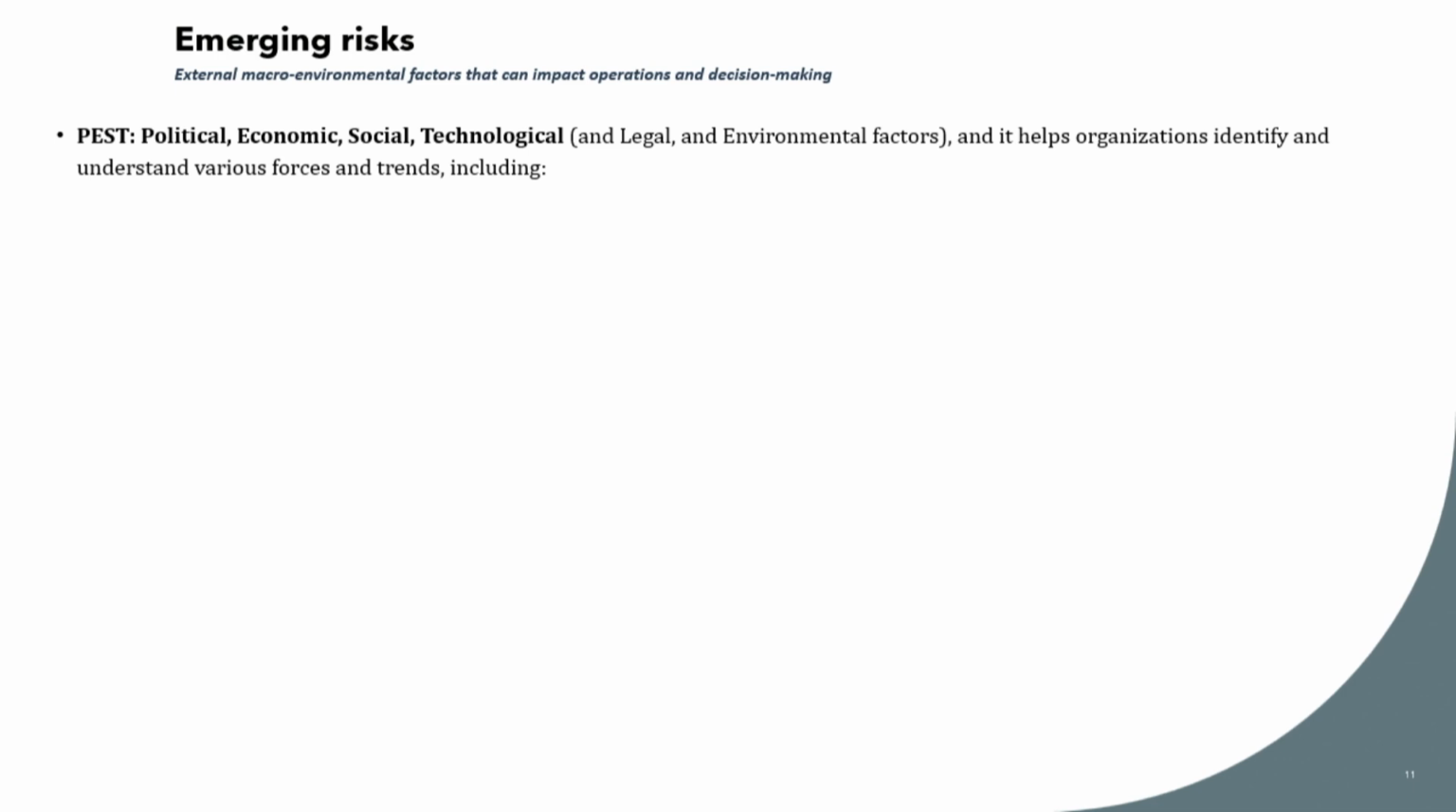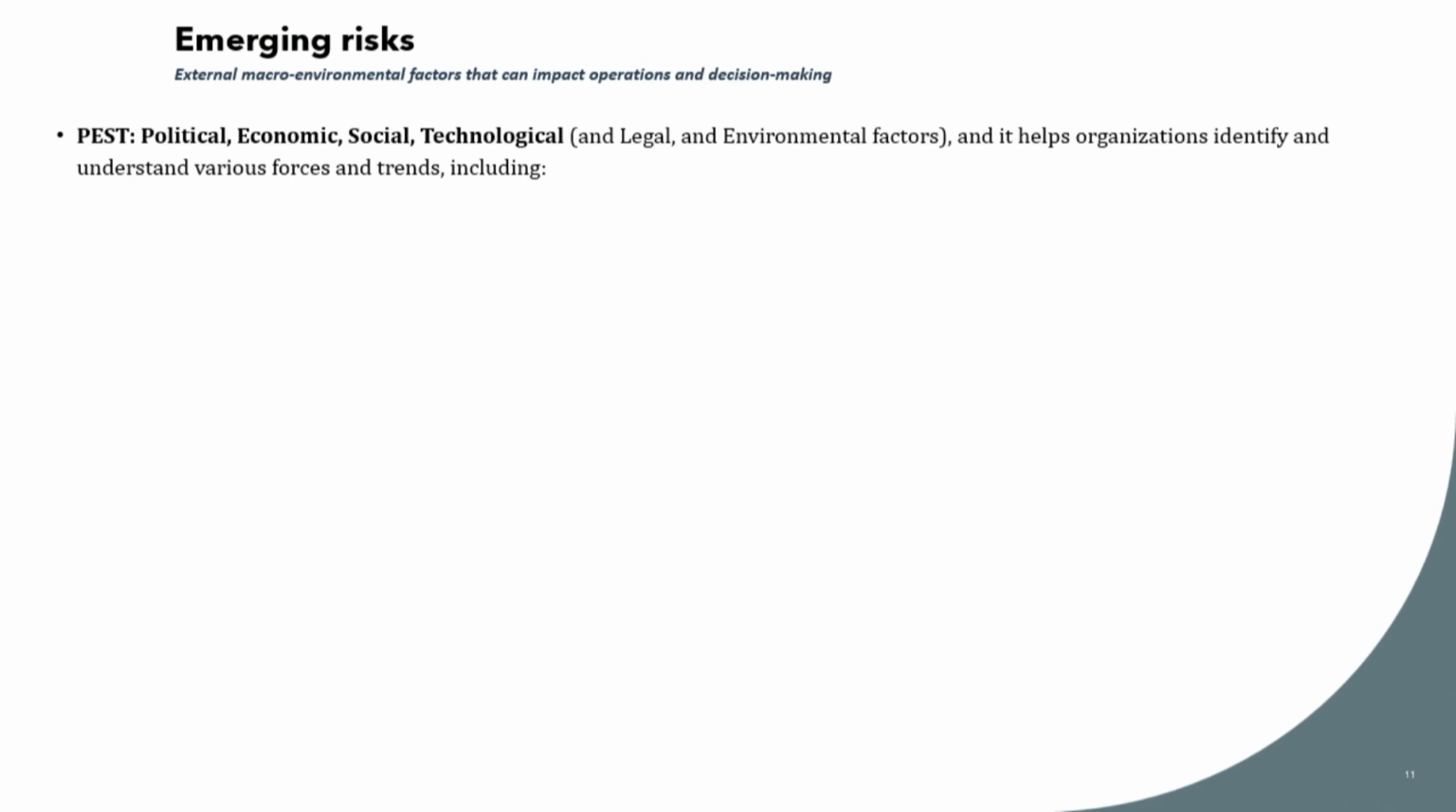So mainly talking about the external environment. When we talk about the external environment, we also talk simultaneously about the external risk. That means the emerging risk. So it includes external macro environmental factors that can impact operations and decision making. To understand this, there is a framework. Shortly we call it the PEST framework. PEST means political, economic, social, and technological.